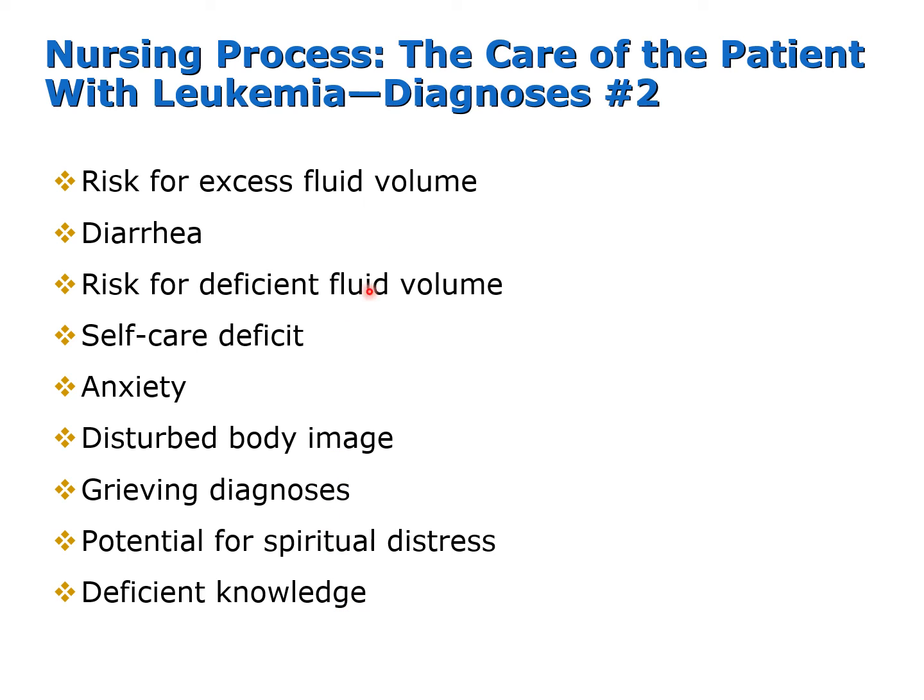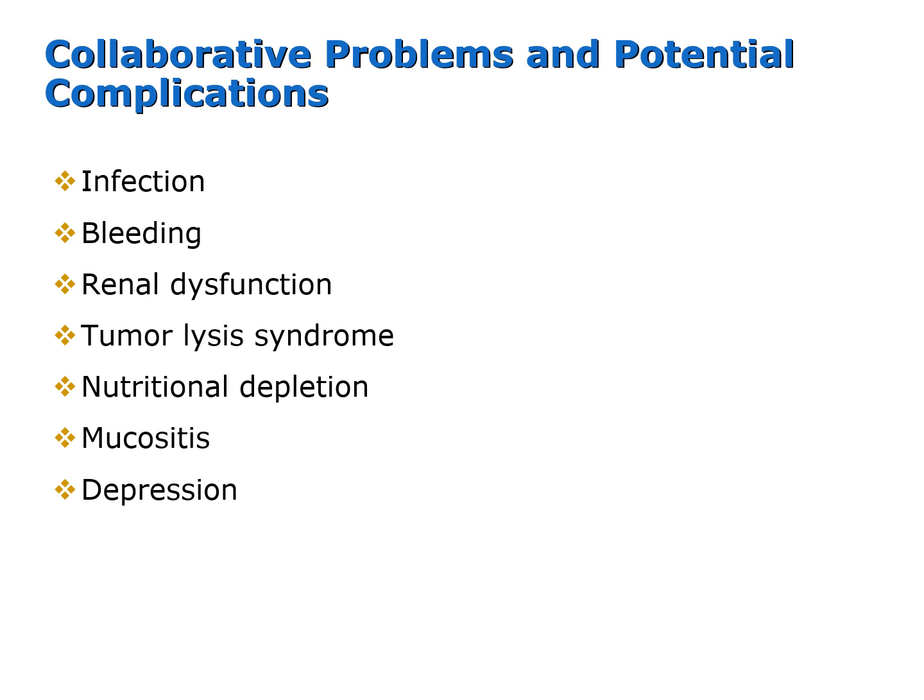And then on top of it, maybe they're older and they have some other issues already, so this is where things like risk for excess fluid volume come in, maybe they have heart issues, maybe they have hypertension. Like, there's just so many things that can go wrong. Your collaborative problems, so infection, bleeding, renal dysfunction, tumor lysis syndrome. We're going to talk about tumor lysis syndrome in the other PowerPoint. Nutritional depletion, mucositis, depression. Depression is a big one.